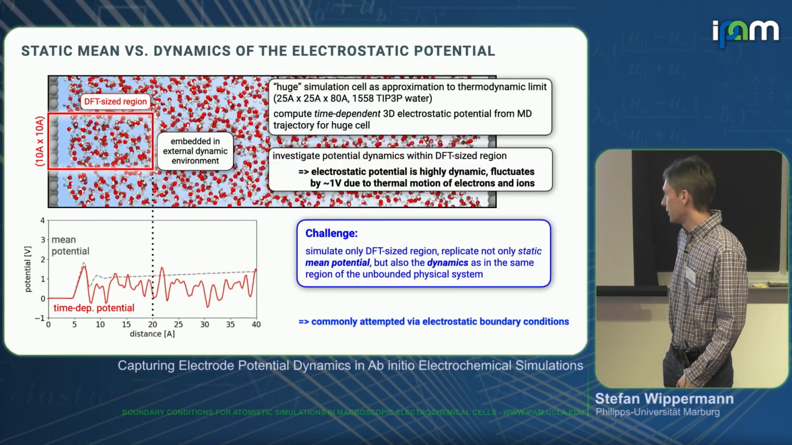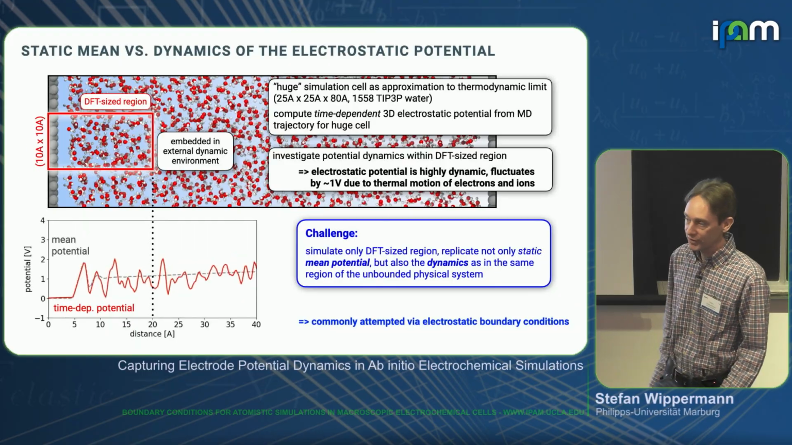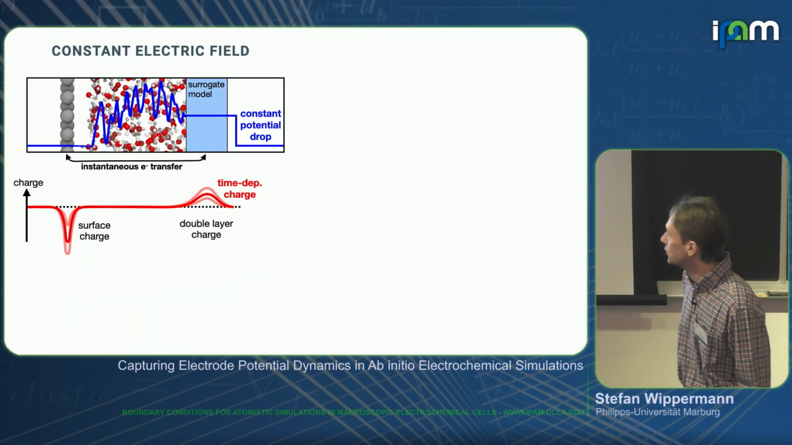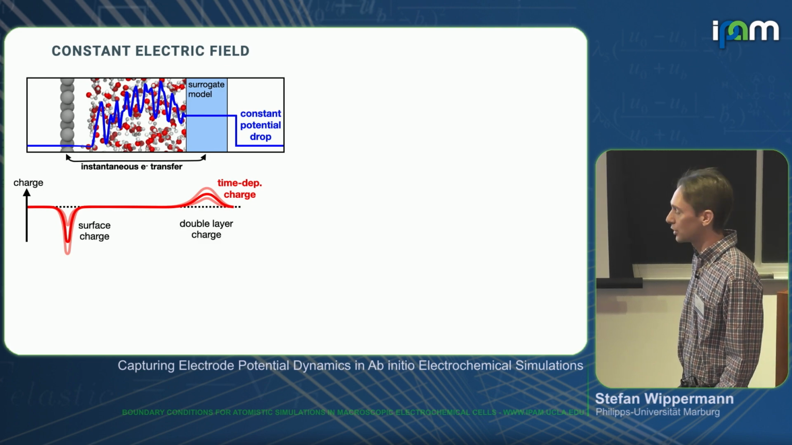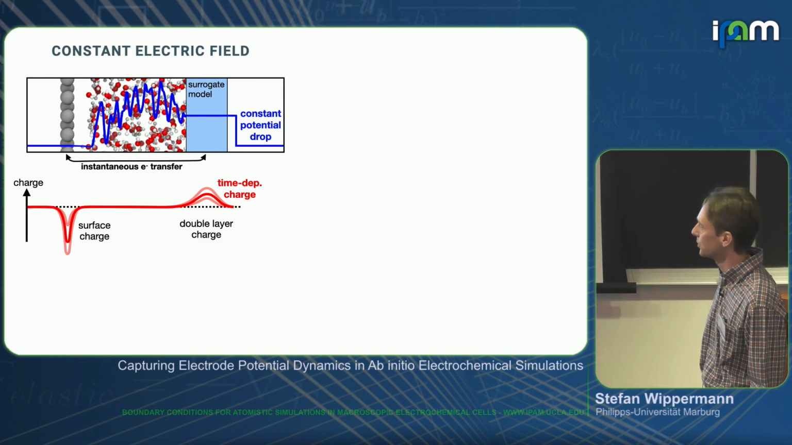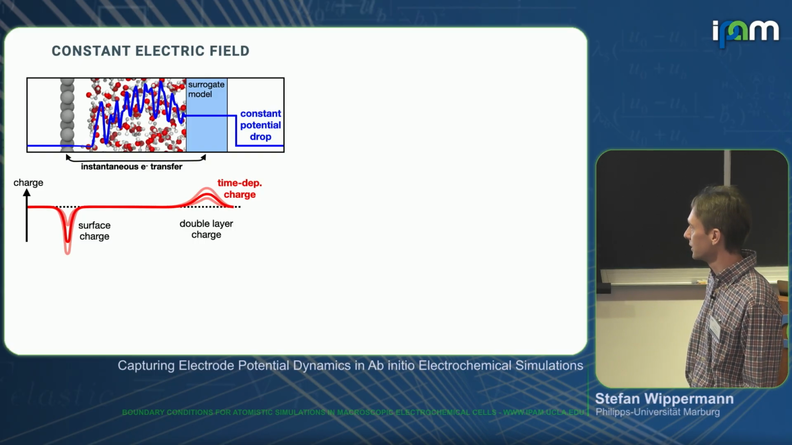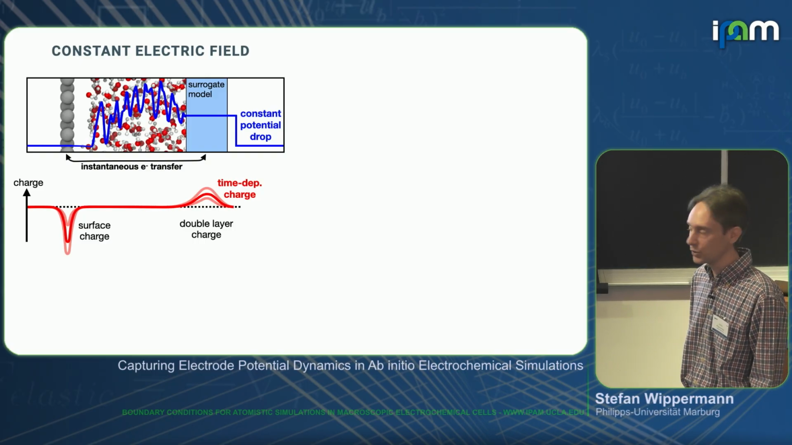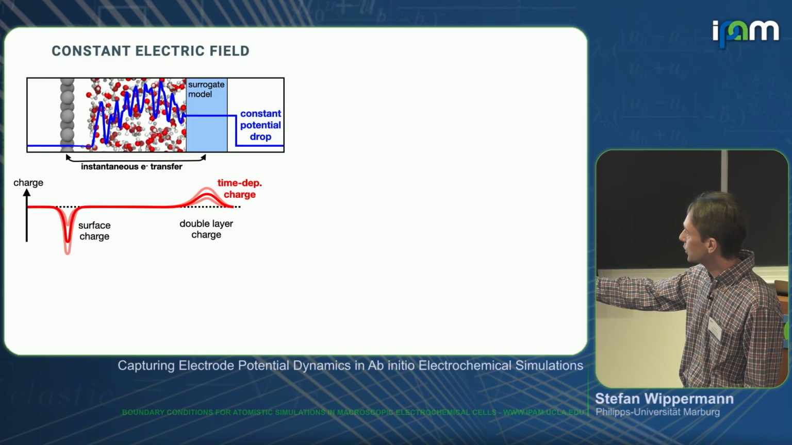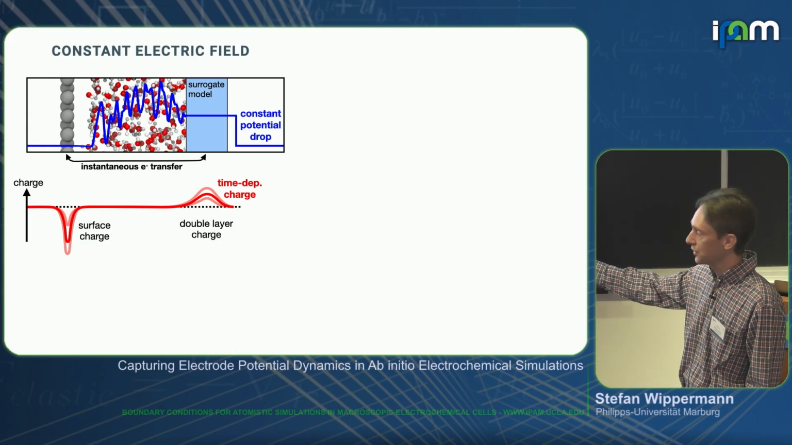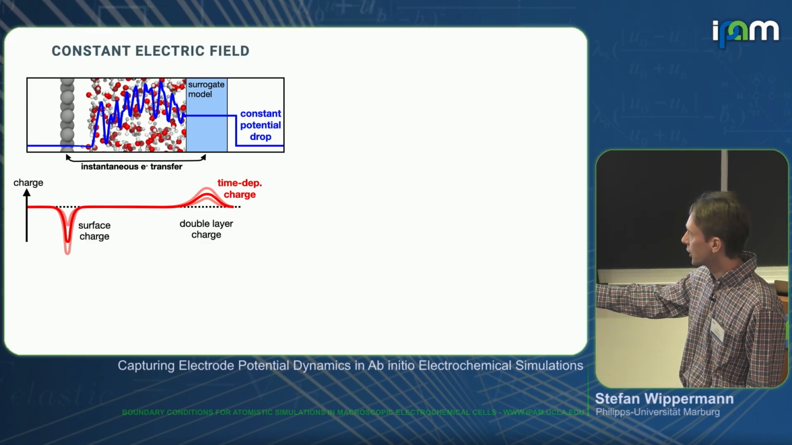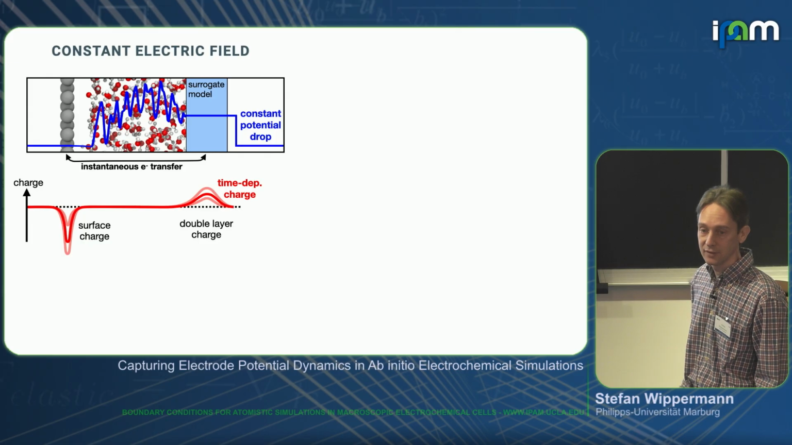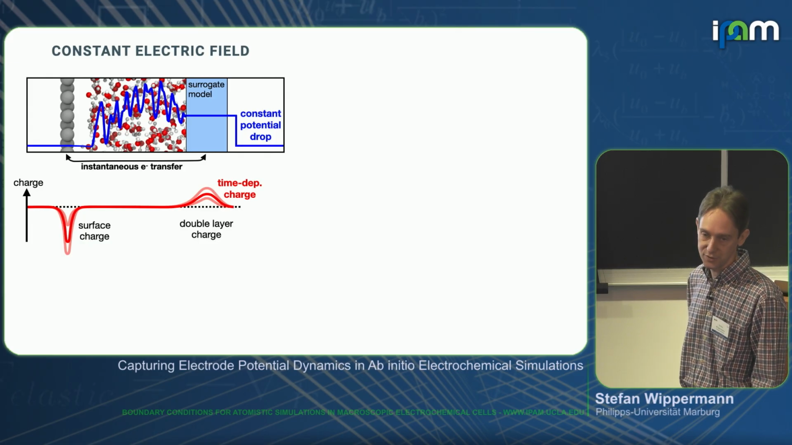This is commonly attempted via electrostatic boundary conditions. The two most commonly used are these ones. On the one hand, people like to use the boundary condition of constant macroscopic electric field. Or if you will, the boundary condition of constant voltage. Meaning the voltage between the left side and the right side is held exactly constant at all times. You can do that by varying the charges that you have on the surfaces. And this way you can hold it exactly constant.